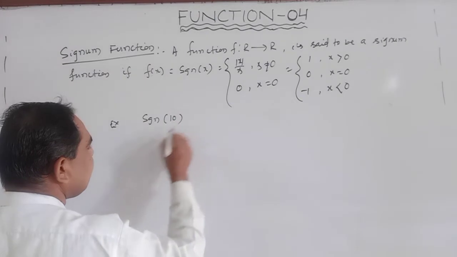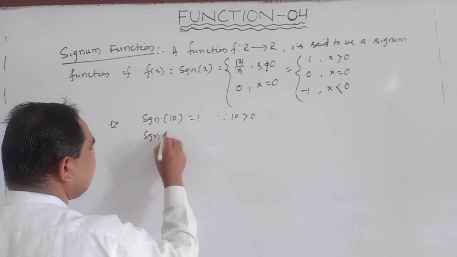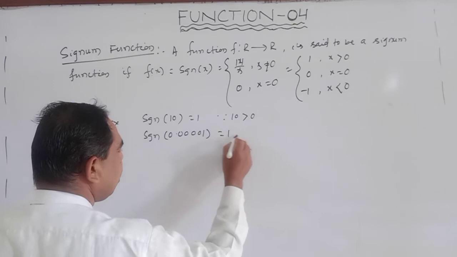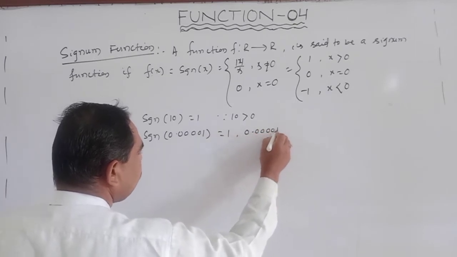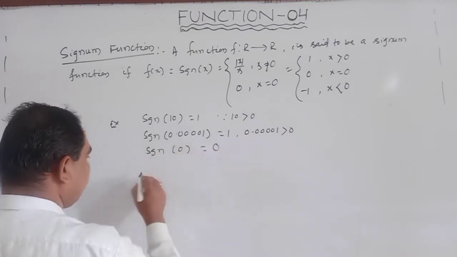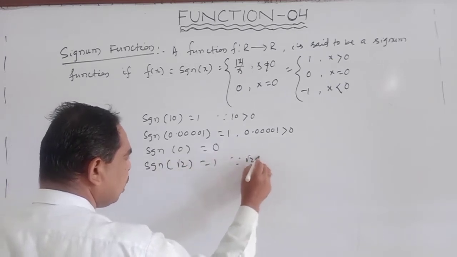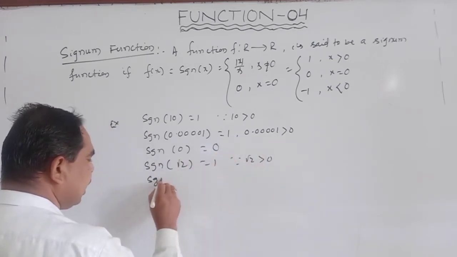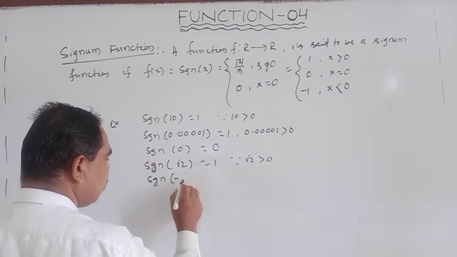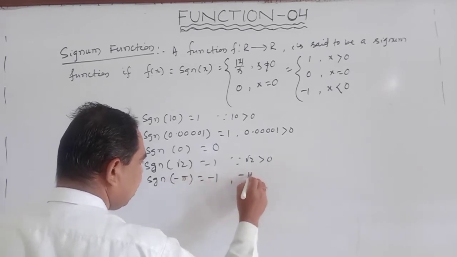Okay, so example. sgn 10 is equal to 1 because 10 is greater than 0. sgn 0.00001 is equal to 1 because 0.00001 is greater than 0. sgn 0 is equal to 0. sgn root 2 is equal to 1 because root 2 is greater than 0. sgn minus pi is equal to minus 1 because minus pi is less than 0.